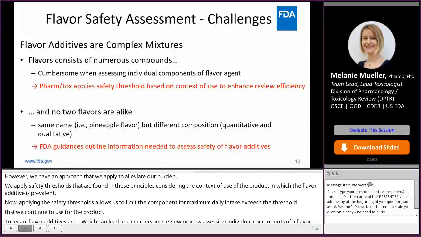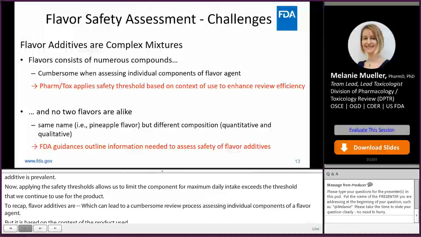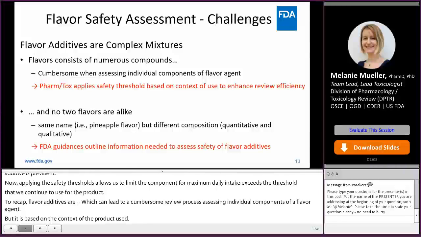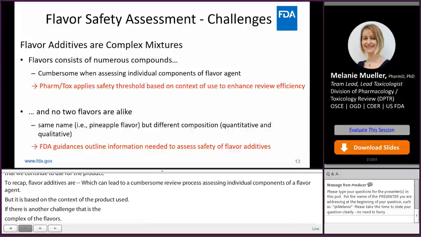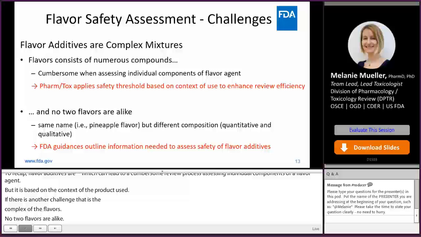Yet there is another challenge that is caused by the complexity of these flavors. And that is because no two flavors are alike. What that means is you could have flavors with the same name, such as pineapple flavor and pineapple flavor, yet their composition is qualitatively and quantitatively completely different.